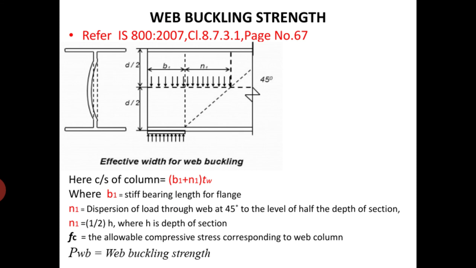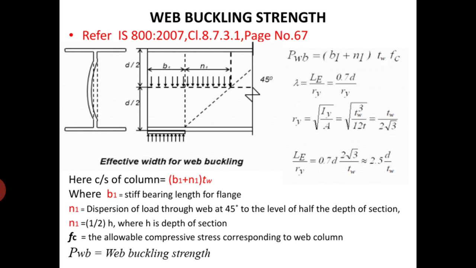Then Pwb represents the web buckling strength. The web buckling strength Pwb is given as (b1 plus n1) into tw into Fc. (b1 plus n1) into tw represents the area of dispersion, into stress. So stress into area gives you the strength, where tw is the web thickness and Fc is the allowable compressive stress corresponding to the assumed web strut.